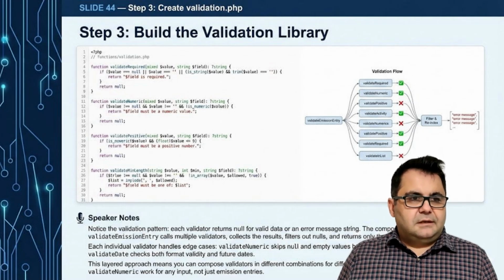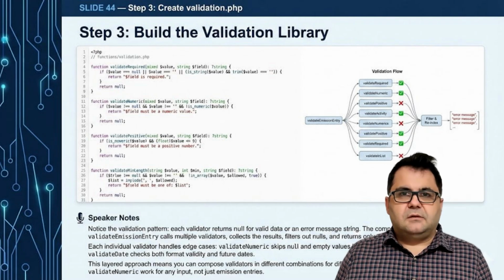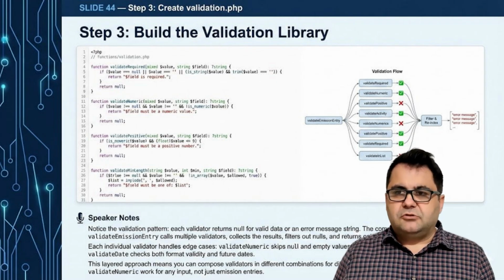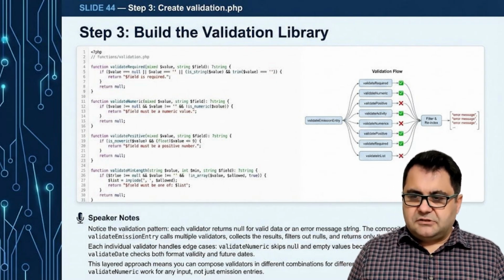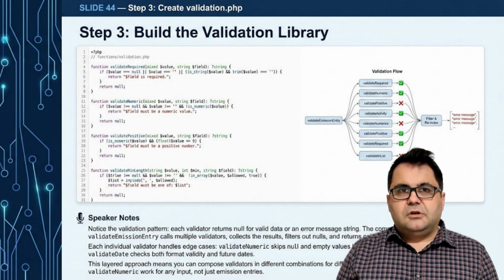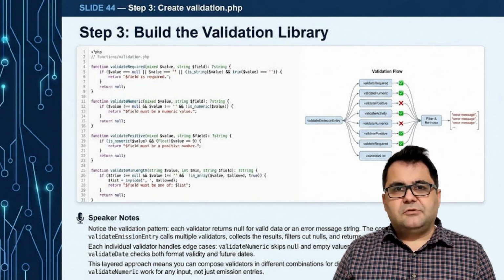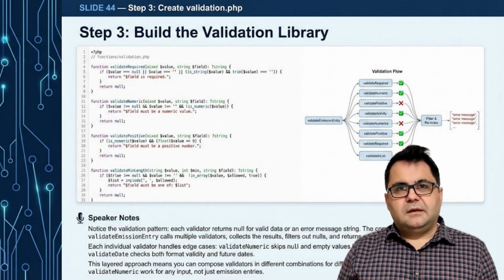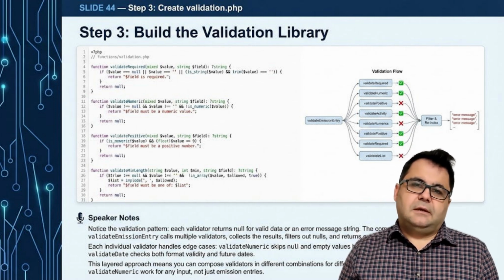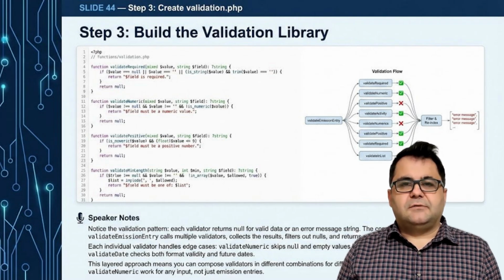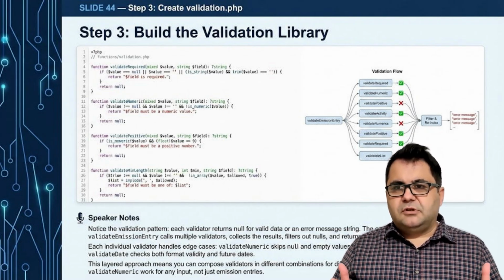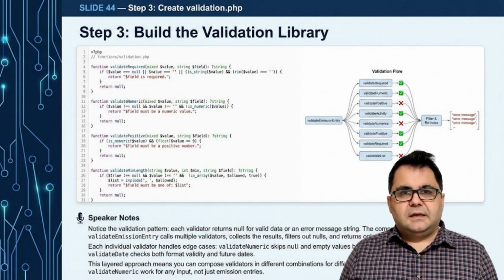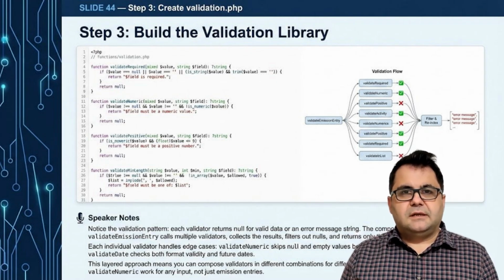Notice the validation pattern. Each validator returns null for valid data or an error message string. The composite function validate emission entry calls multiple validators, collects the results, filters out nulls, and returns only the error messages. Each individual validator handles edge cases. Validate numeric skips null and empty values because validate required handles those. Validate date checks both format validity and future dates. This layered approach means you can compose validators in different combinations for different forms. The same validate required and validate numeric work for any input, not just emission entries.